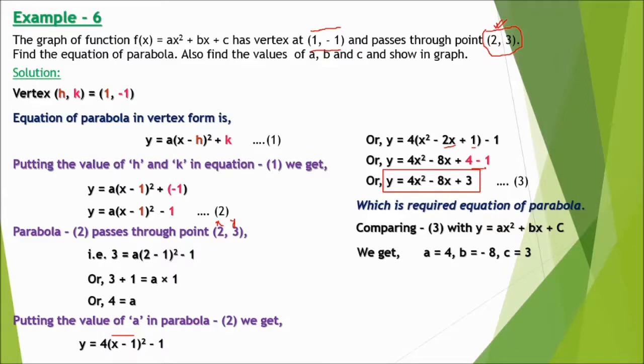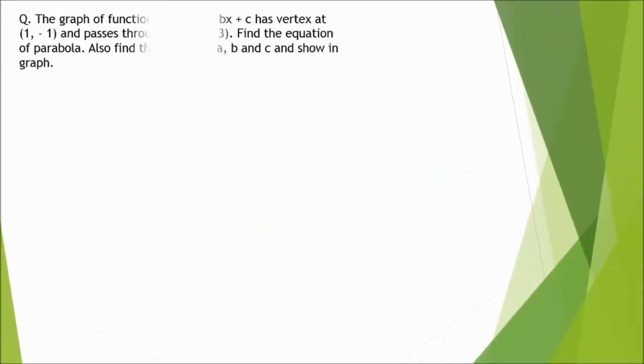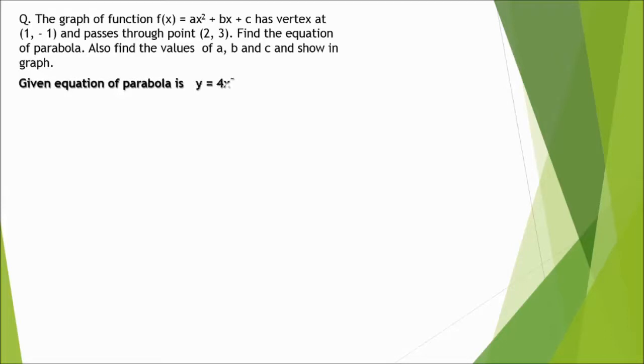Now we have to show it in the graph. For that we don't have the space right here, so I have to move to another slide. And remember the equation y = 4x² - 8x + 3. Do we have to find the vertex also? No, we don't have to, because (1, -1) is the vertex. Now the same question, we need that question. Now the given equation of the parabola is y² = 4x² + 8x - 8x + 3.